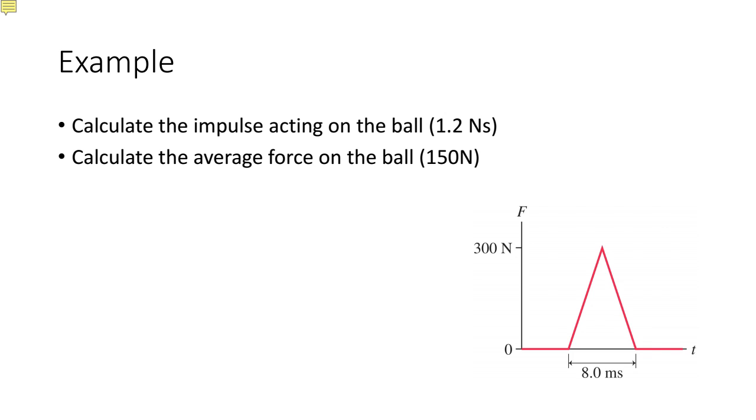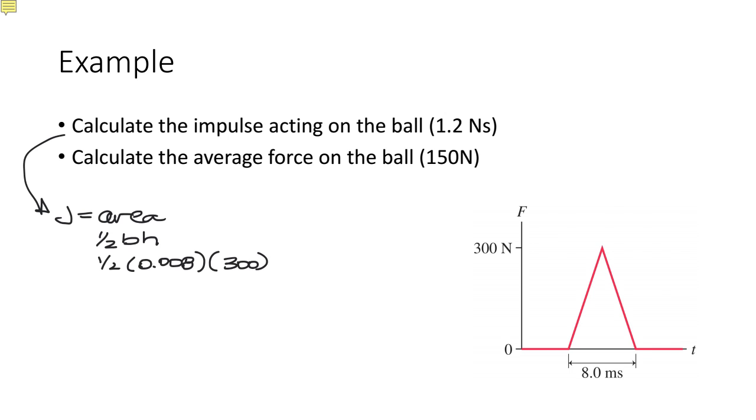Let's calculate the impulse acting on the ball. Remembering the impulse is going to be the area under the curve, and that this curve is a triangle, 1/2 base times height. So to find the impulse, we'll do 1/2 the base, 8 milliseconds, which is 0.008 seconds, times the height of 300 newtons, which would give us an impulse of 1.2 newton seconds.